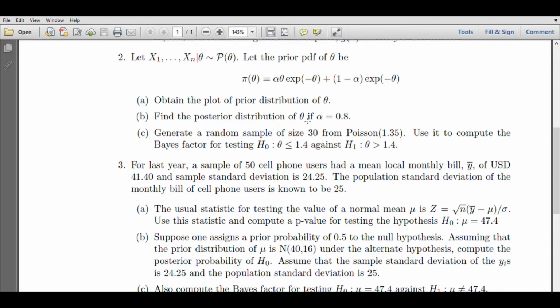Then find the posterior distribution of theta if alpha is equal to 0.8, and then generate a random sample of size 30 from Poisson 1.35. Use it to compute the Bayes factor for testing H0: theta less than or equal to 1.4 against H1: theta greater than 1.4. Now notice that if the prior distribution of theta is a mixture of gamma densities, then the posterior will again be a mixture of gamma densities but with different parameters. In fact, it will depend on the sample you have generated. So let us see how this can be done in R.